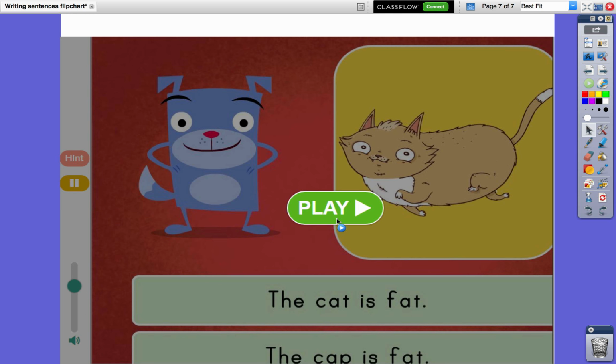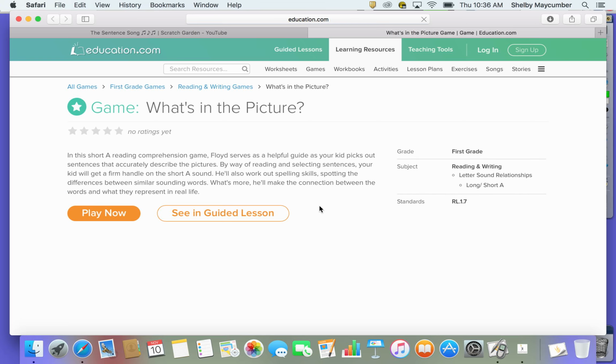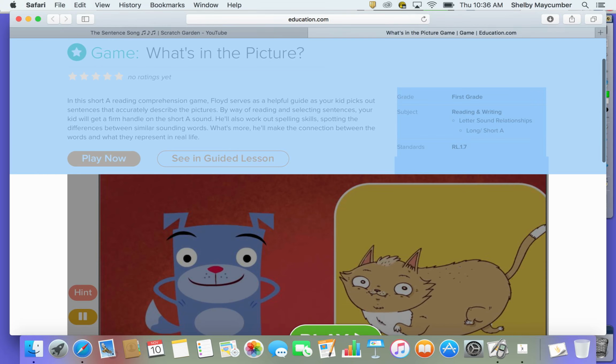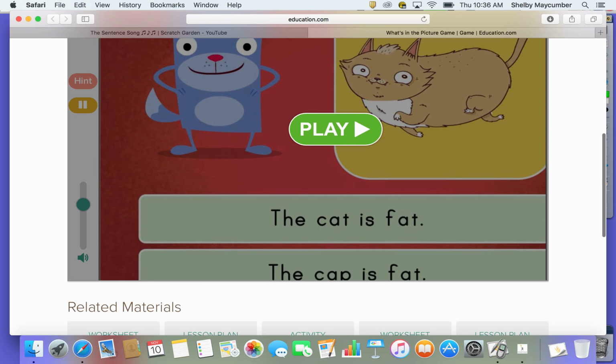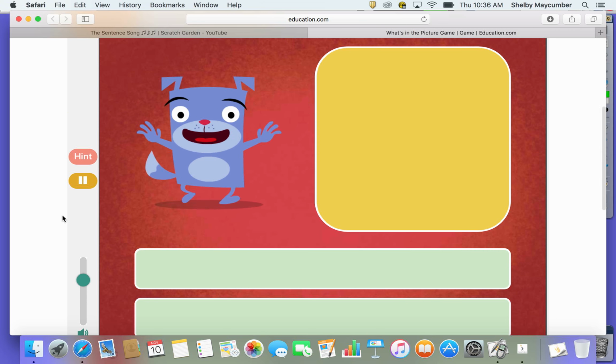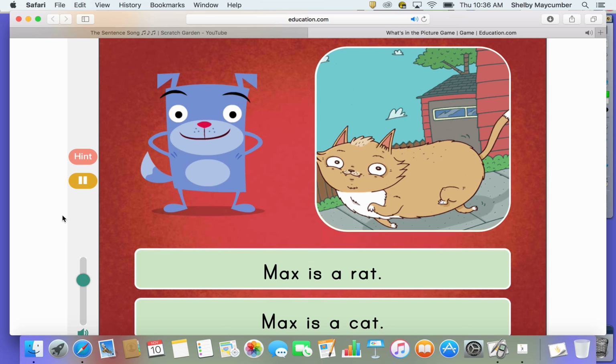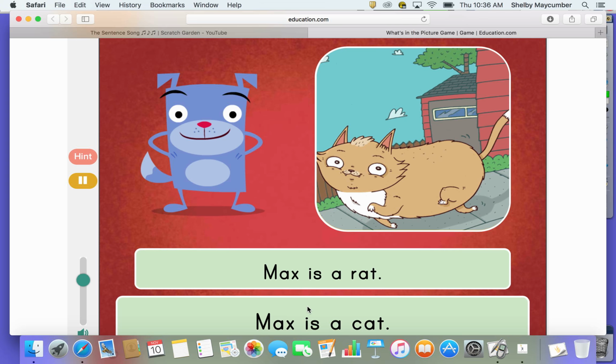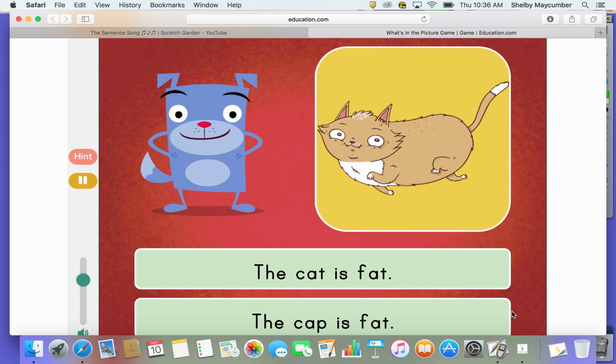Here's a game to work on putting sentences with pictures. I really like this because it shows you what misspelling things can do, and how if you misspell words, it makes the sentence incorrect. You could play and it'll take you to this game and you just hit play. Then you pick the right game, and it says Max is a rat or Max is a cat. Obviously Max is a cat, so you click Max is a cat, and it reads the sentence to you, and I really like that.